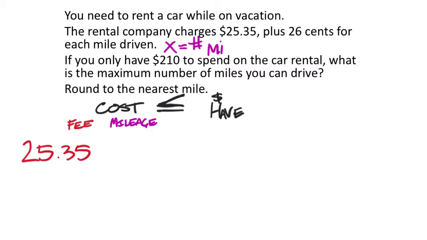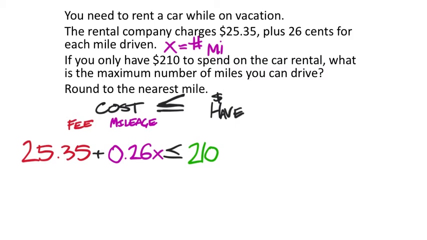So for the mileage, you're going to be charged 26 cents. So that's 0.26. That's 26 cents. And then you're going to multiply that by however many number of miles you're going to go on this. Let's add these two together. And then this is less than or equal to however much money you have, which it says you have $210 to spend, okay? So you can't go over that, you can get equal to it, but it should be less than that. Otherwise, you've gone over however much money you have.